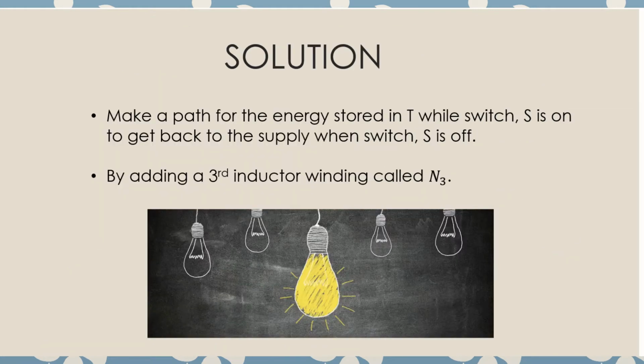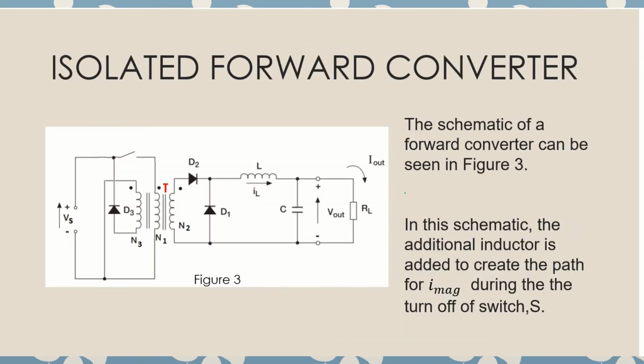So how are we going to solve the problem? Here's the solution. We're going to make a path for the energy stored in the transformer, so that it can go back to the supply when the switch S is off. So how are we going to do that? We're going to add another third winding, an inductor called N3.